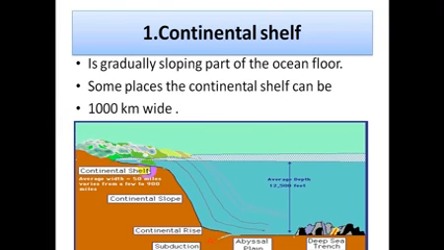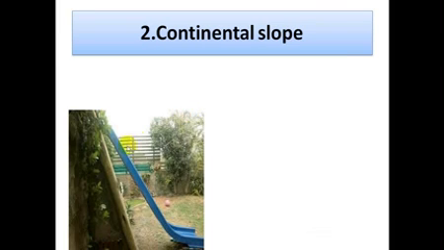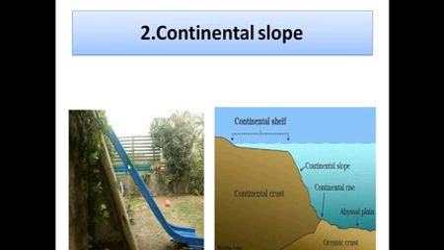Okay, so we said till now the coastal plain is outside, and then the first part of the ocean floor is called continental shelf. And now the continental slope. Did you ever try this kind of slide? This kind of slide is very steep, or suddenly slopes, or suddenly drops. Also, we have a part like this in the ocean floor. Which part do you think looks like our slide here? Yes, this part of the ocean is called continental slope.